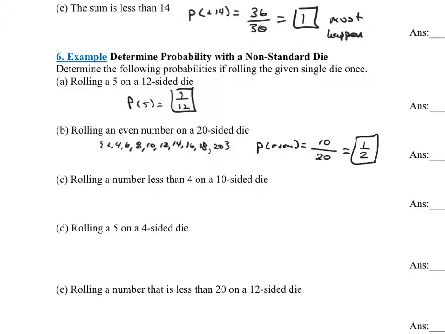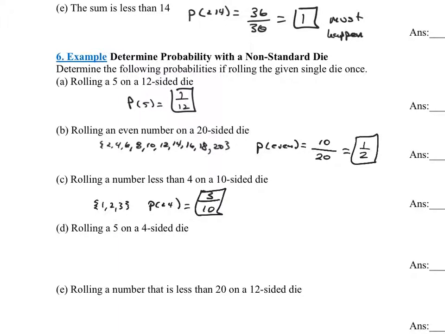How about rolling a number less than 4 on a 10-sided die? So what numbers are less than 4? Well, that'd be the numbers 1, 2, and 3. So the probability of less than 4 on a 10-sided die would be 3 of the 10 sides of the die. 3/10 would be our answer.